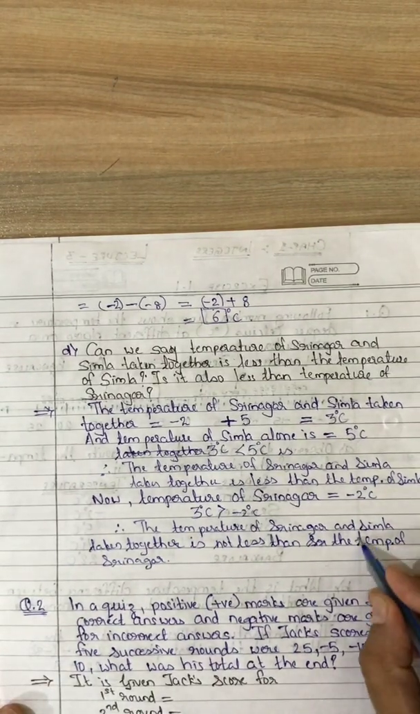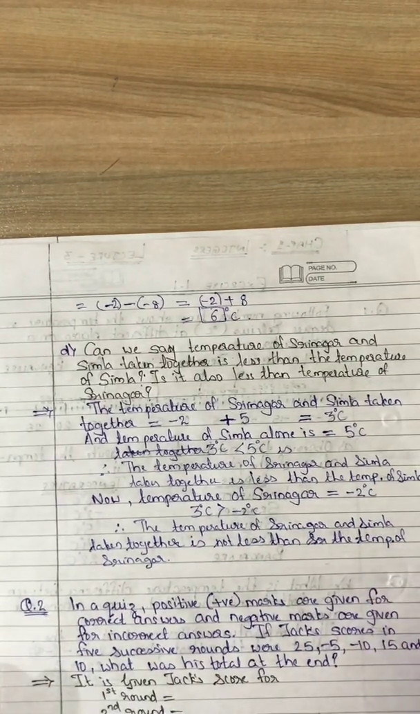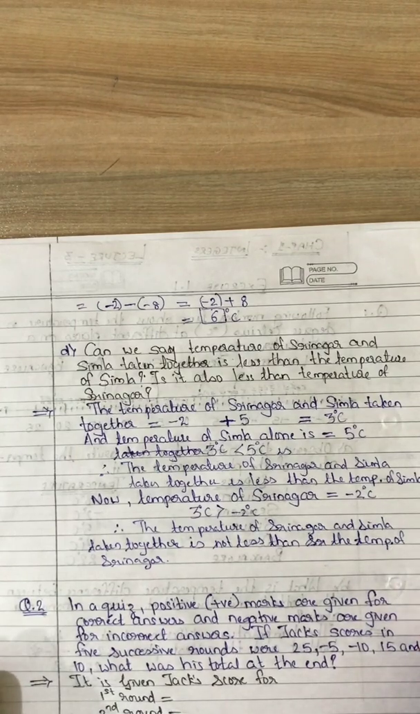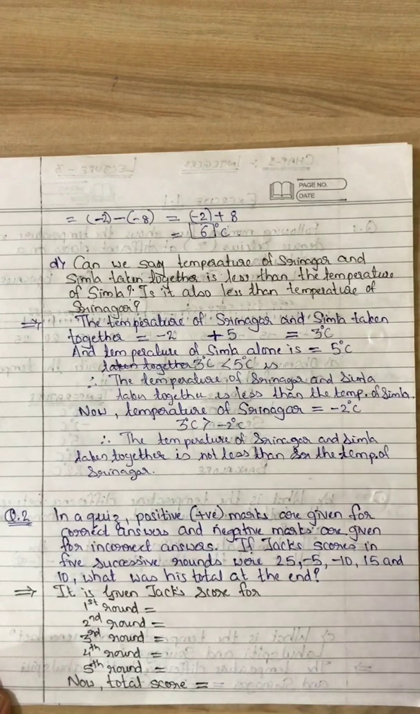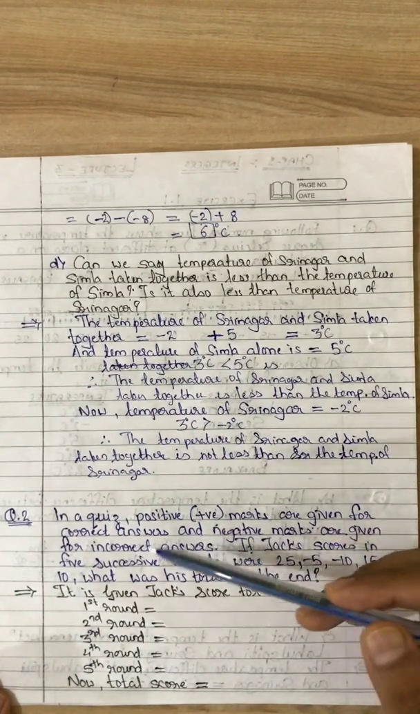I am writing temperature in the short form TEMP dot. If you write like this, it means temperature. Hope you all have understood the first question and its 4 parts. Let us move to the second question.